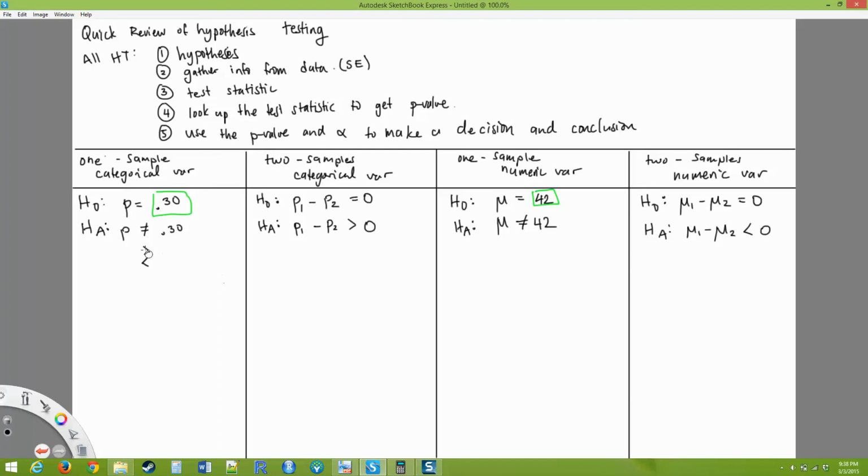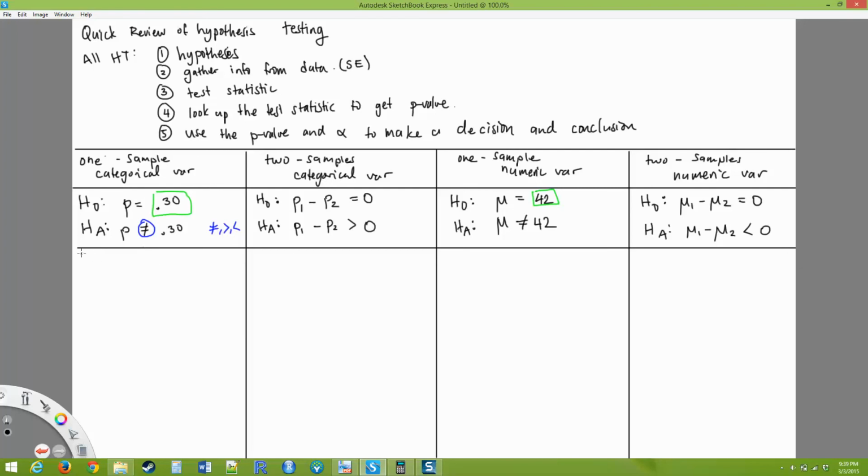Good question. On those last 2, is it the same as not equal to, less than, and greater than? Yeah, all of these can be less than, greater than, or not equal to, for all the alternative hypotheses. So that's it for the alternative hypotheses.